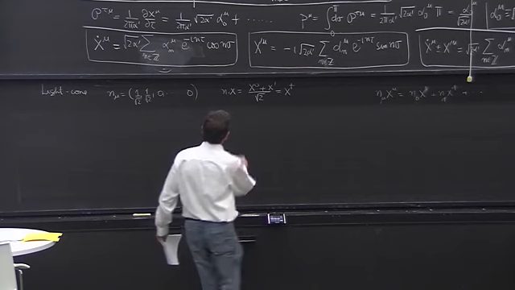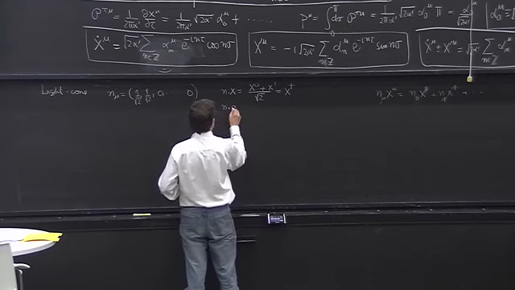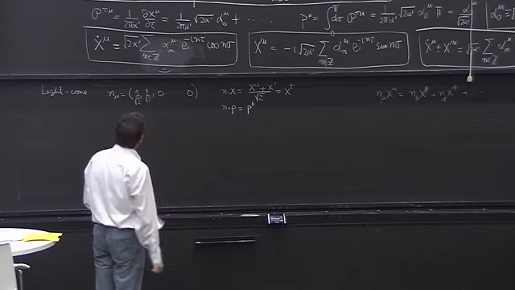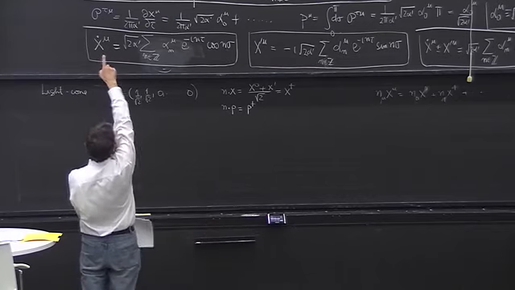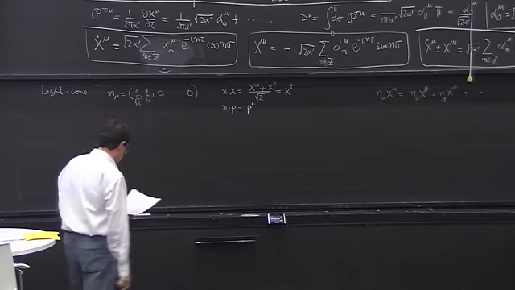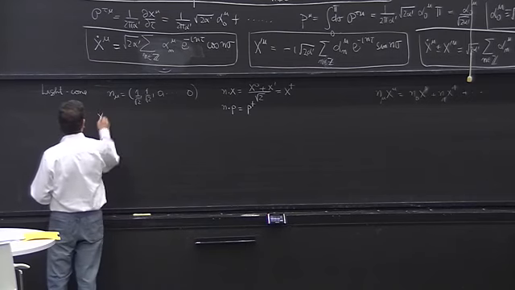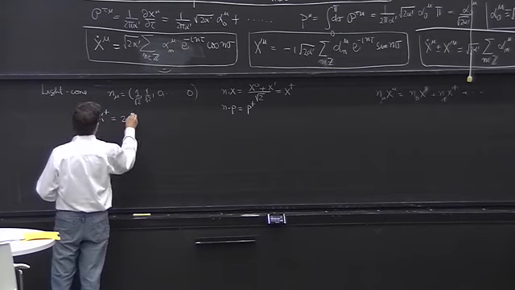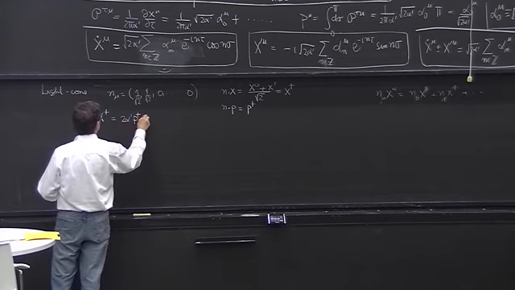And n dot p would be p plus by complete analogy. So our gauge condition, the top thing boxed in red, has become x plus is equal to 2 alpha prime p plus tau.